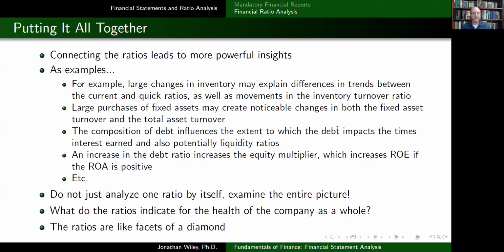But the company that has all of it in accounts payable, well, you don't pay interest on accounts payable. So they could have a huge amount of debt, but actually still have a really high times interest earned because they aren't paying interest at all. Now, what you'll also see is that the effect on the current ratios and quick ratios for both of these firms would be very different.